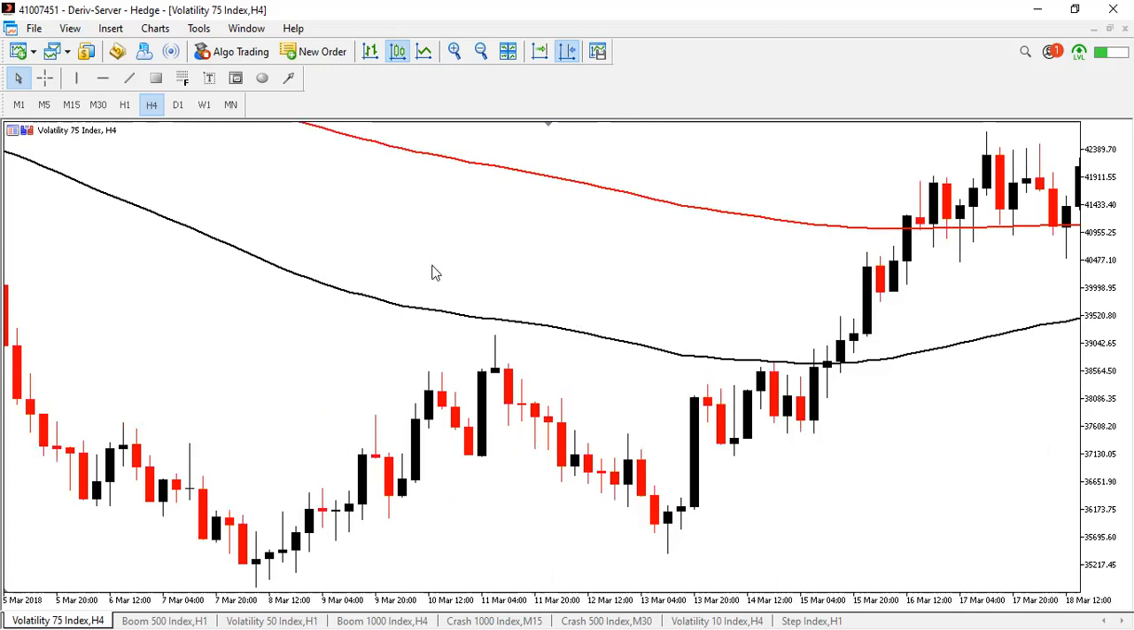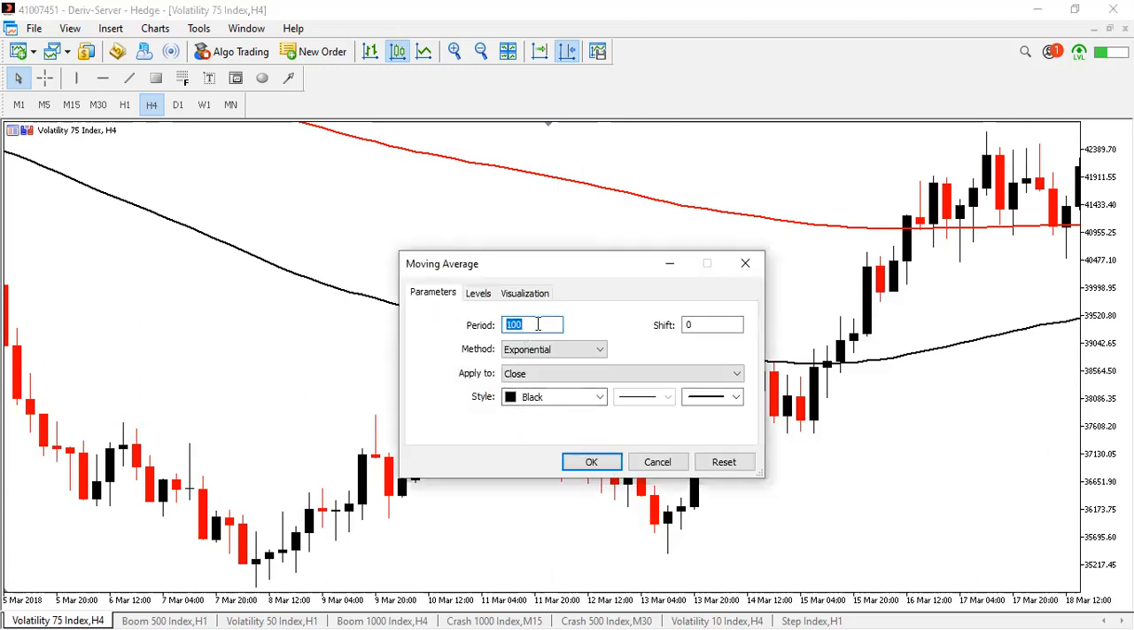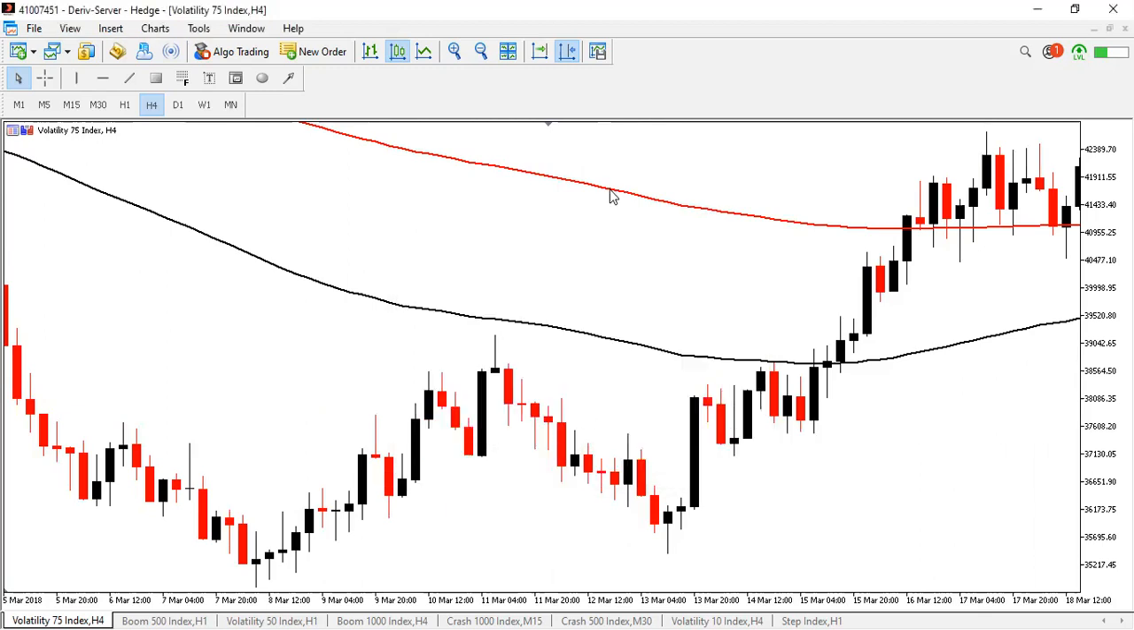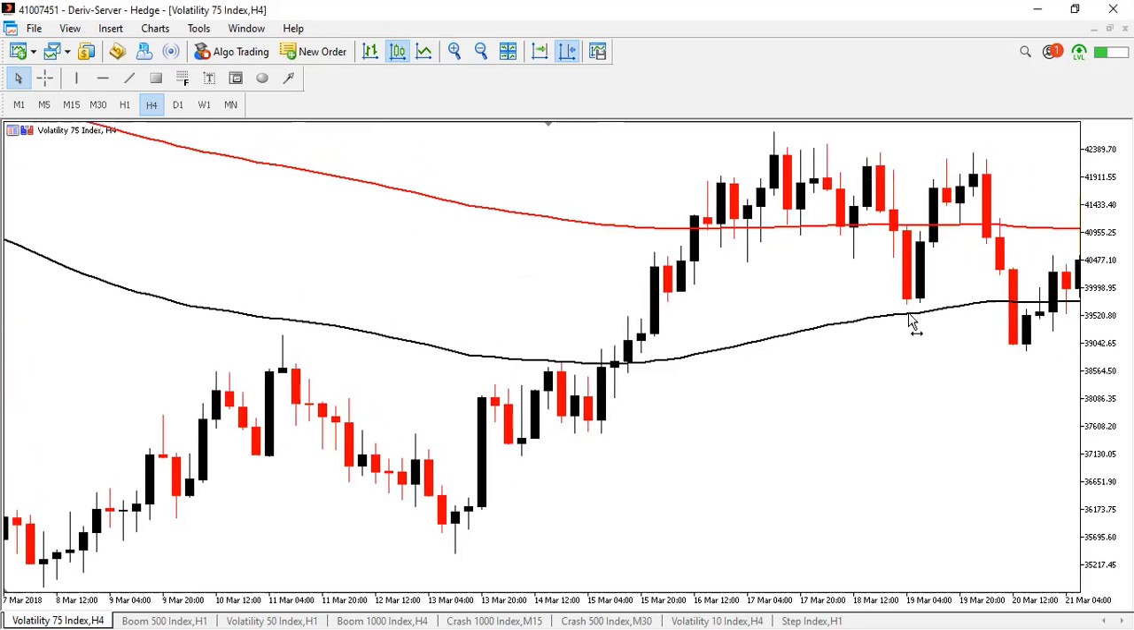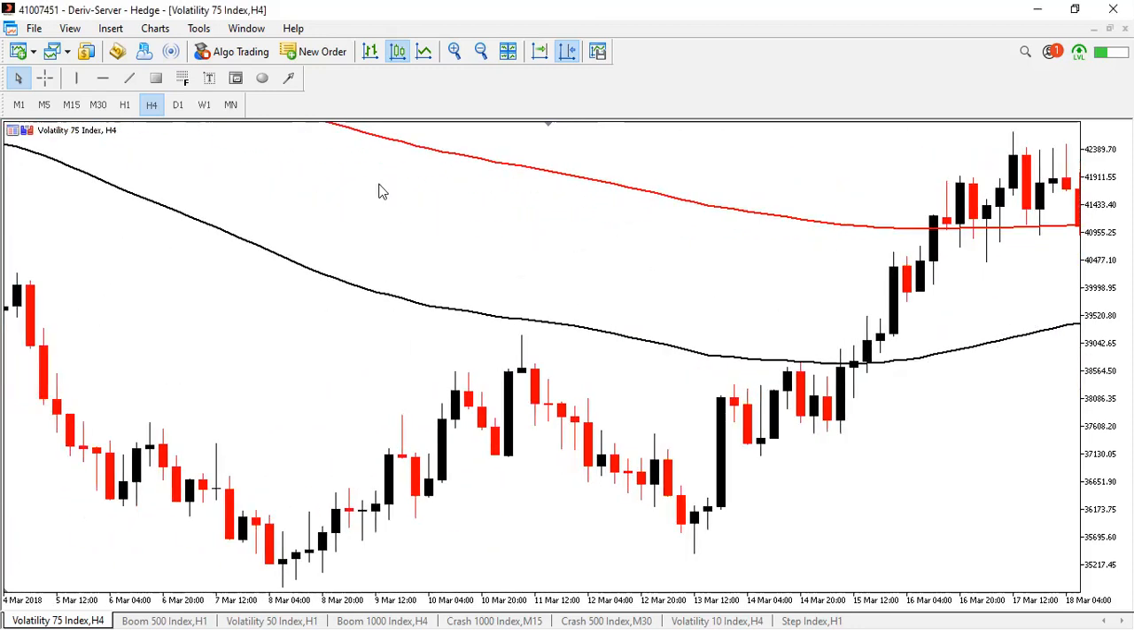So this is the 100 and 200 exponential moving average. You can see this one is 100. The period is here, the method exponential, then apply, close. See the color is this one, black here. Then this is the 200 exponential. You can see close as well, period 200, method exponential.